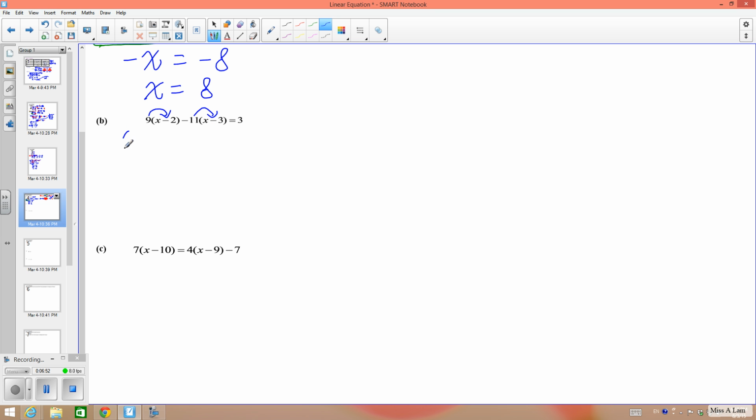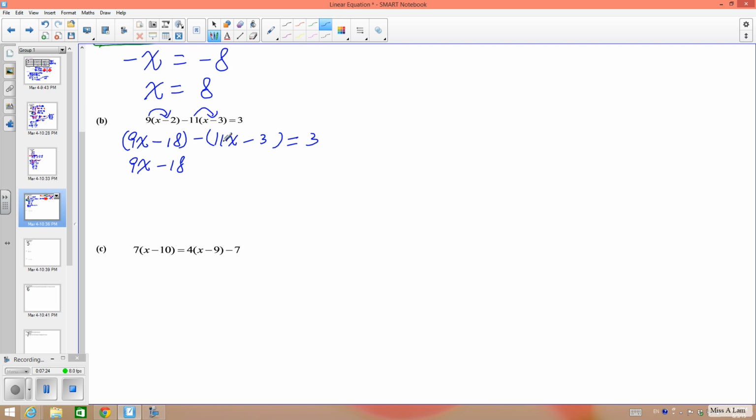Therefore for the first one, when I multiply each term by 9, we have 9x minus 9 times 2, 18. And then this is minus, and then keep the brackets. Therefore we just multiply 11 to each term inside the brackets. We have 11x and then minus 3, and then equals 3. After the multiplication, we try to remove the brackets. The first one is 9x minus 18.